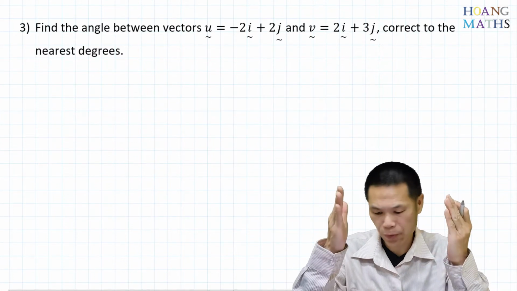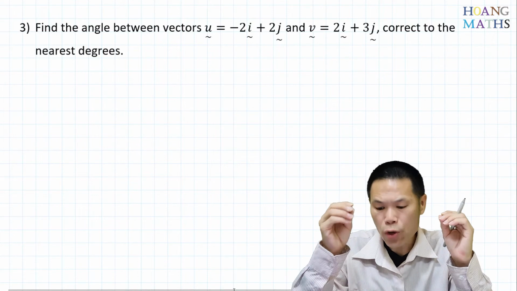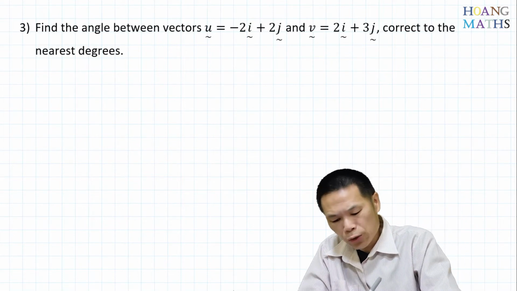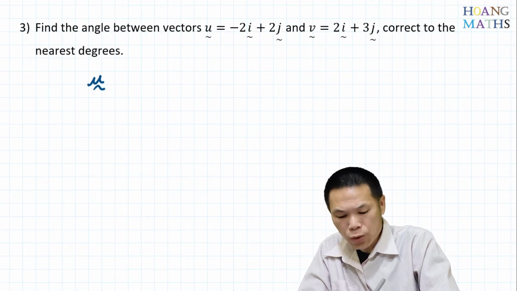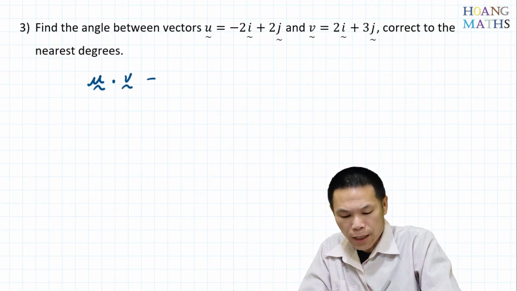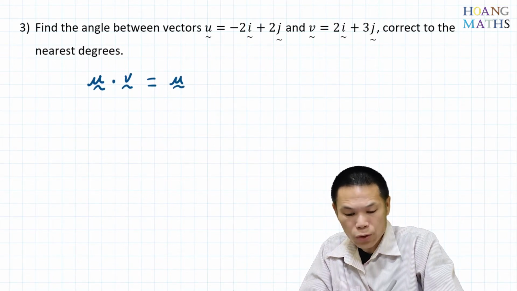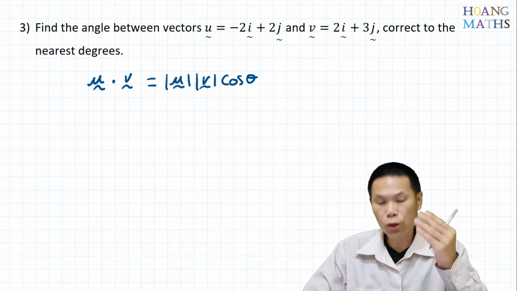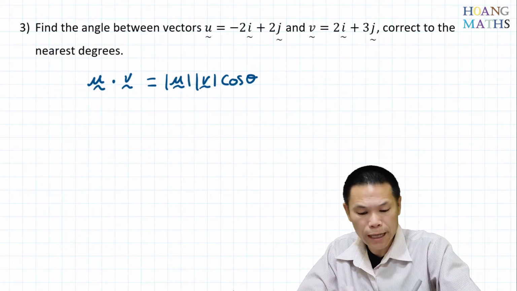So first one. We need to find the angle between vector u and vector v. We need to know that vector u dot vector v is equal to the magnitude of u times the magnitude of v and cos of the angle in between. So u dot v, let me just work this out first.